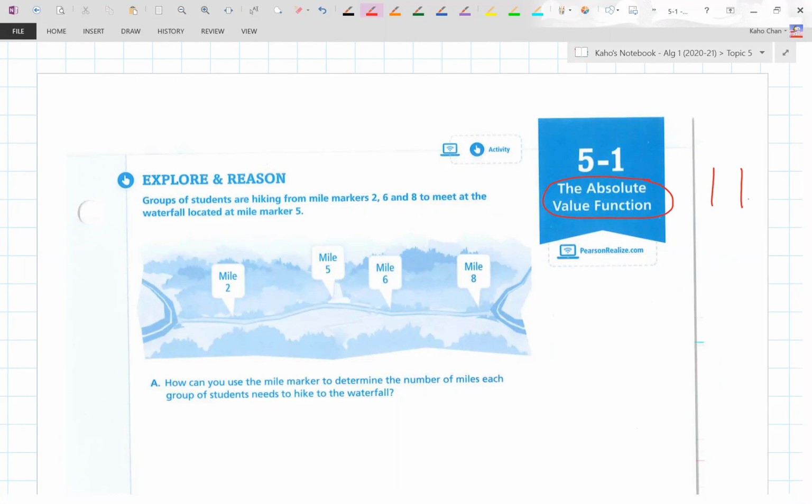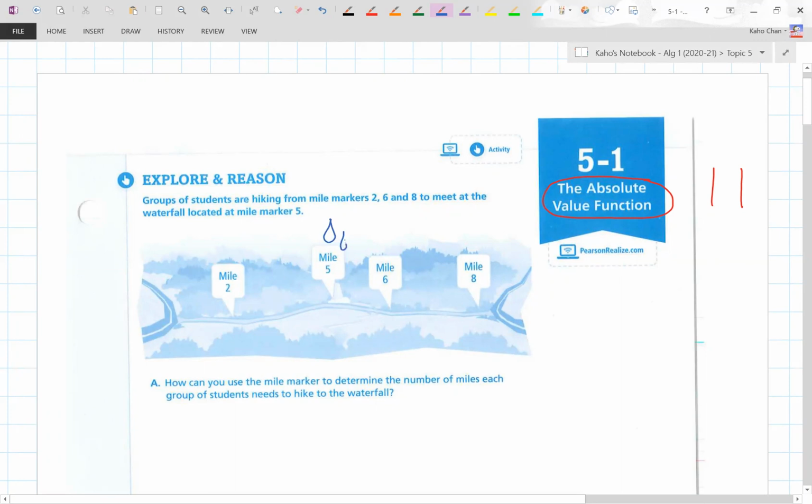Let's have a little opener here, explore and reason. Groups of students are hiking from mile markers 2, 6, and 8 to meet at the waterfall located at mile marker 5. So let's take a look at how everything's located relative to mile marker 5.